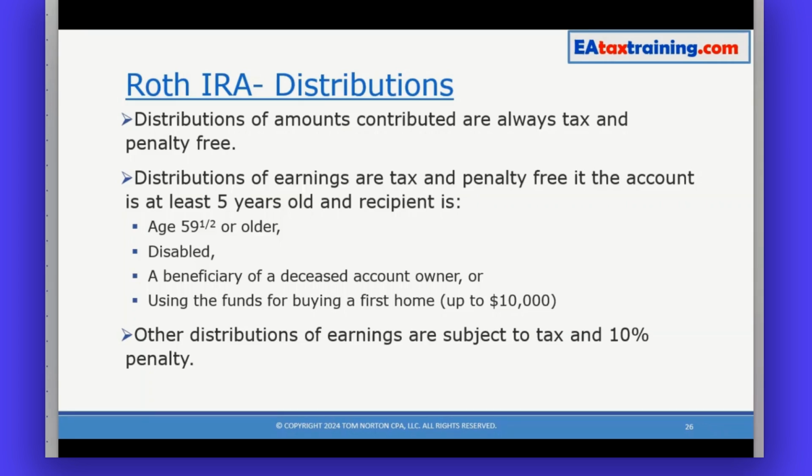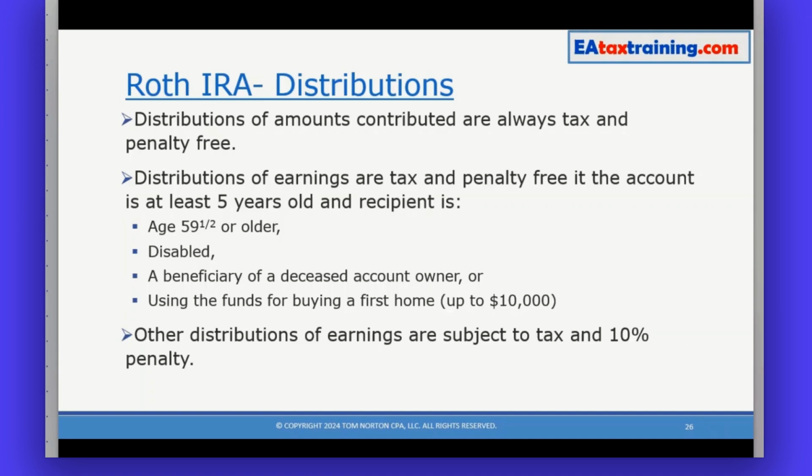Distributions of earnings that you have are going to be tax and penalty free if the account is at least 5 years old and the recipient is age 59 and a half or older, or they are disabled, or they are the beneficiary of a deceased account owner, or if you're using the funds for buying a first home up to $10,000. So if the distribution meets those criteria, then it is tax and penalty free.